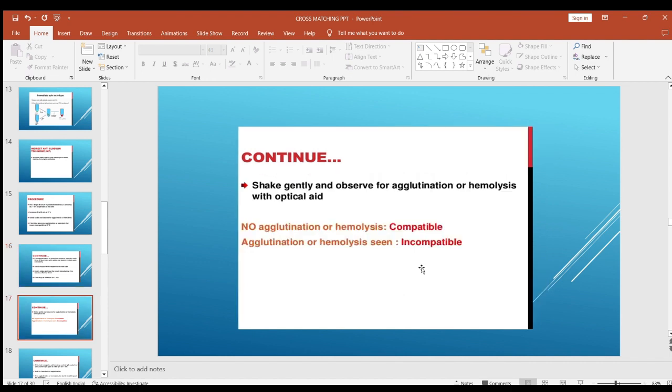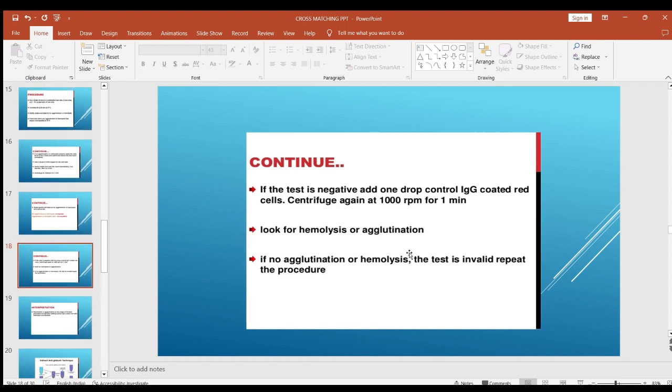Shake gently and observe for agglutination or hemolysis with optical aid. If there is no agglutination or hemolysis, it is a compatible one, but if any agglutination or hemolysis occurs, it is an incompatible one, so we should not transfuse the blood from donor to the patient.